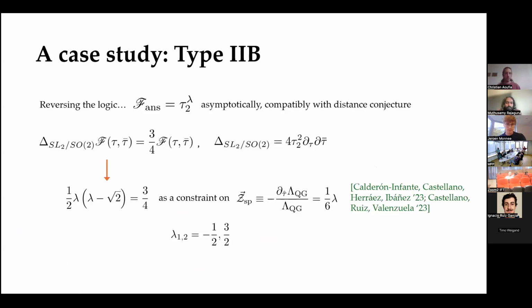One can then compute this equation and see how it acts on our polynomial ansatz in tau 2. It acts as a simple algebraic constraint, which gives us as two solutions precisely the exponents of the two constant terms of the Eisenstein series. More geometrically, we can see this as a constraint on the species vectors, which in this very simple example are proportional to lambda.